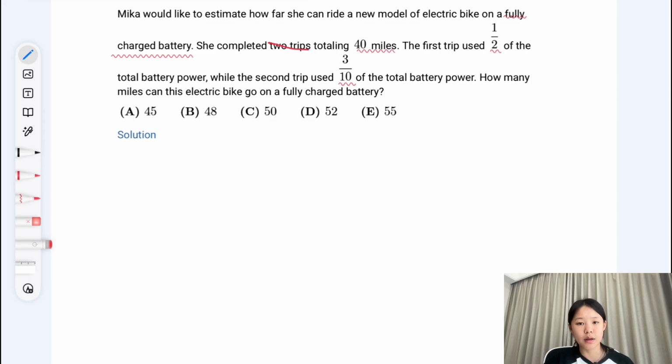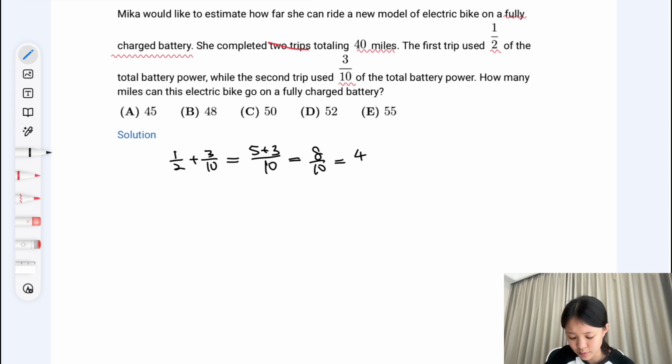So you want to find out how much battery power she's actually using to reach 40 miles. Because if we can then use that to calculate the total amount, it'll make it a lot simpler. So to find out how much battery power, we just simply add up 1 over 2 plus 3 over 10, which is 5 plus 3 over, oh sorry, over 10. 8 over 10 equals 4 over 5.